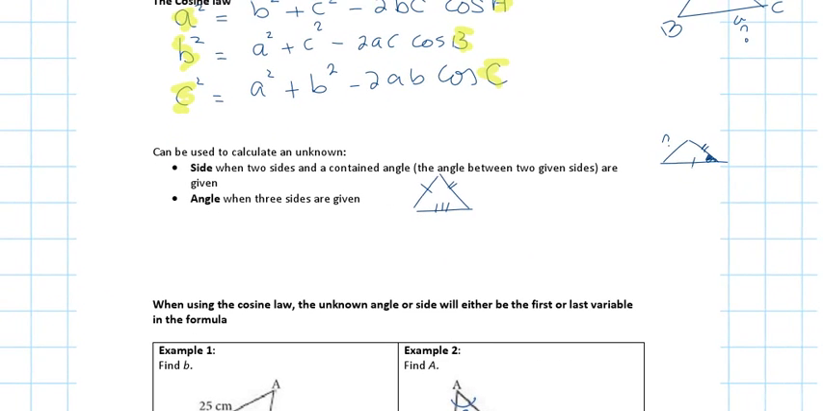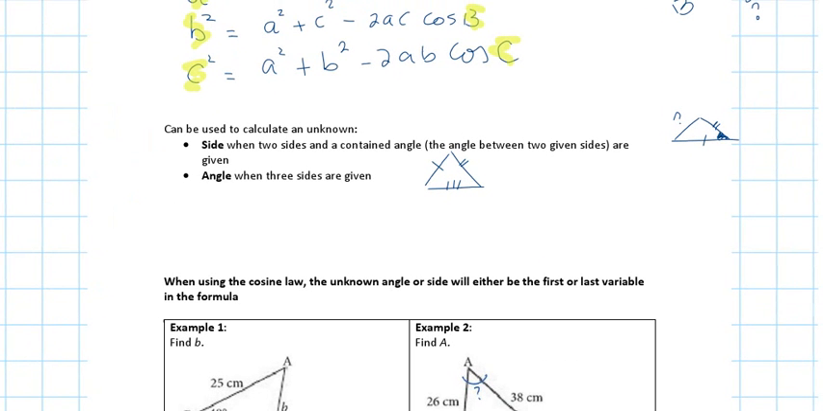So the formula, by isolating, becomes like this. If I'm looking for cosine A, it's going to be b squared plus c squared minus a squared over 2bc. In this case, I know all three sides, and I'm looking for the angle A.